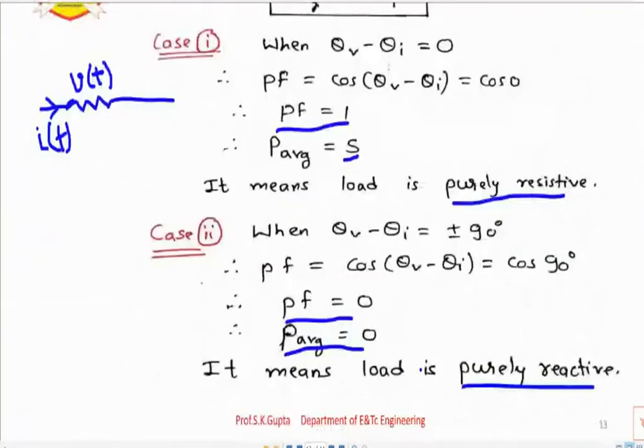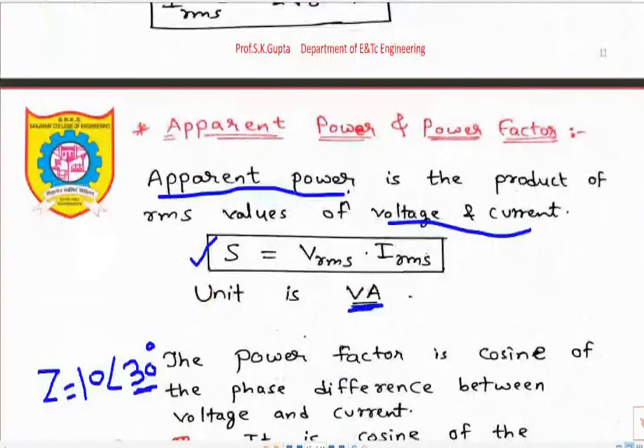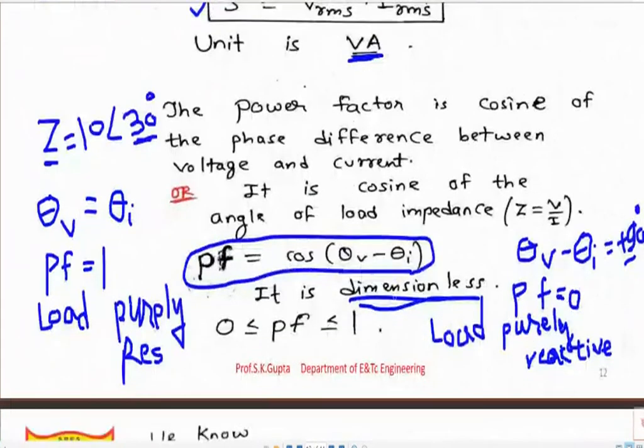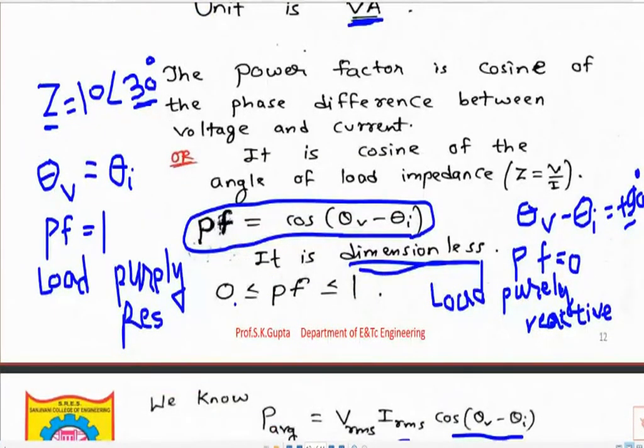So quickly we will just see what is apparent power, product of RMS value of voltage and current. So S equal to VRMS into IRMS, unit volt ampere. Power factor, cosine of the difference between voltage angle and current angle. It is also the cosine of the angle of load impedance. Directly, whatever is the angle of load, that means Z, if I take the cosine of that angle, I will get the power factor. Then power factor is dimensionless. It can be 0, it can be between 0 to 1, it can be 1.